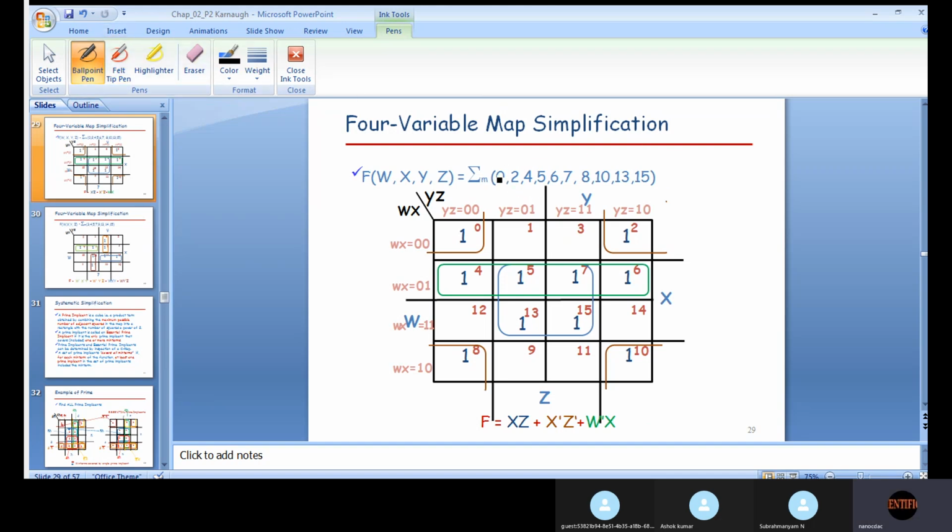So what are the mean terms? 0 2 4 5 6 7, and here 8 10 13 15. Okay, these are the mean terms.